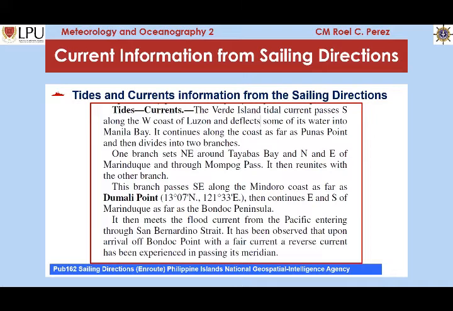So this is actually an excerpt, a screenshot I took, from the sailing directions. Anyway, that's why I use these sailing directions, because this is free. Free for download from the NGA website, the National Geospatial-Intelligence Agency of the US. They are publishing this publication and now it is given for free. It used to be purchased, but now it is given for free.